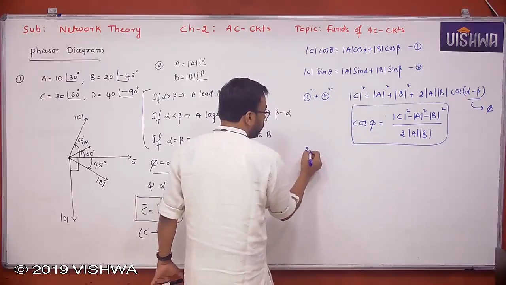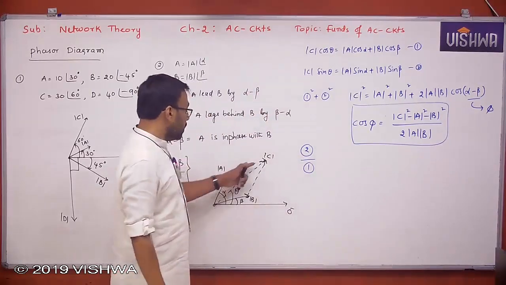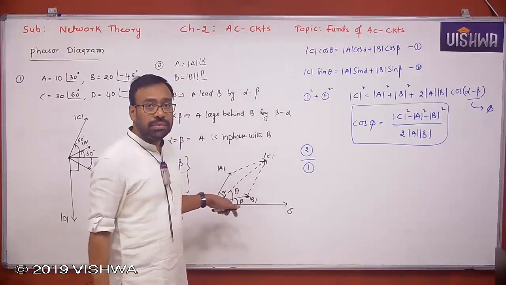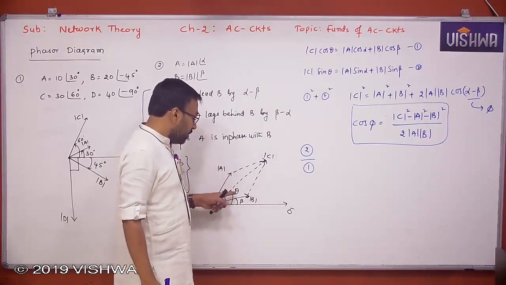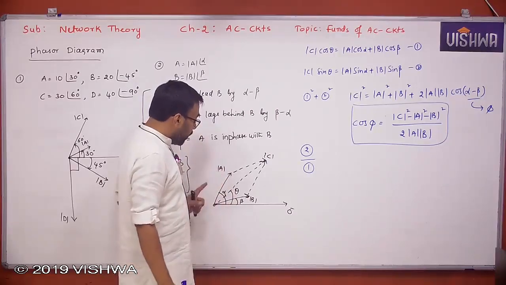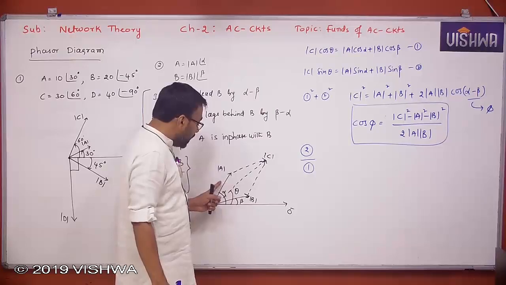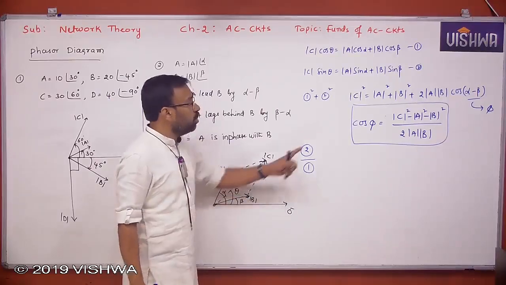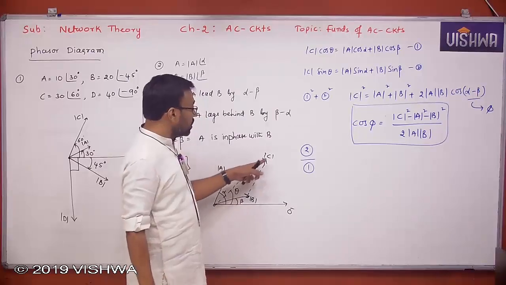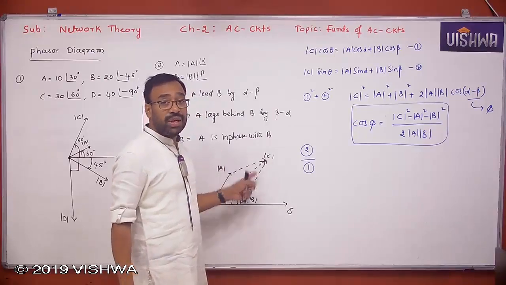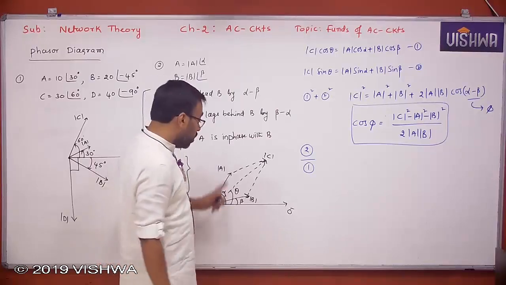My intention is to find the magnitude of C and the angle of C. What is it I'm trying to find here? The magnitude of C and angle of C. At the same time, if I know the magnitudes of C, A, B, can I find the phase difference between A and B? Yes, I can do. If I know all these values, then I can find C. If I know all magnitudes, I can find the phase difference between A and B. I can also find the angle of C.